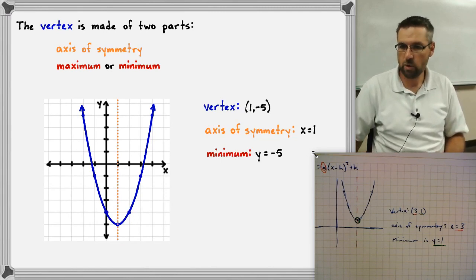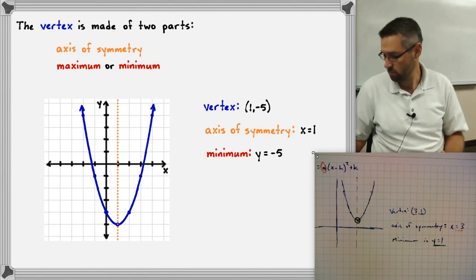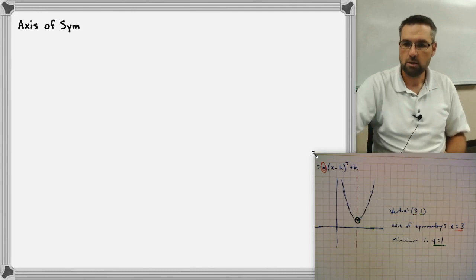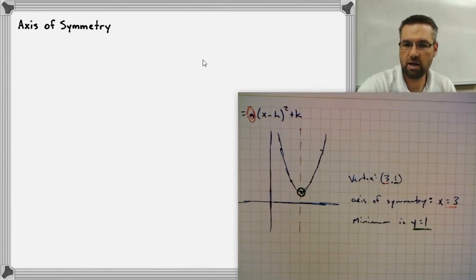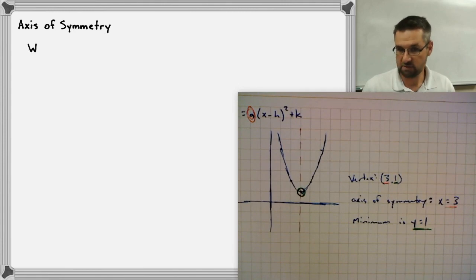And again, we can see that our vertex is made up of our axis of symmetry and either our minimum or our maximum values. Okay? So let's talk about the axis of symmetry. How could I find the axis of symmetry?